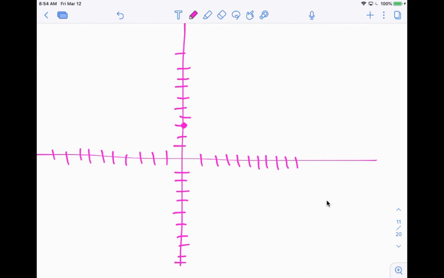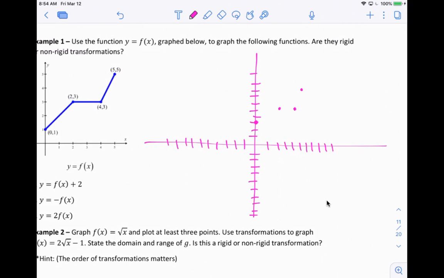Let's try to make that a little more accurate. 2, 5. We also have 4, 5 instead of 4, 3, and 5, 5 becomes 5, 7. So everything gets a vertical shift up 2. But notice it maintains its rigidity. It is the exact same looking. I know my graph isn't perfectly straight, but it looks exactly the same as before. It hasn't been stretched or dilated or anything. All right, that was number 1.